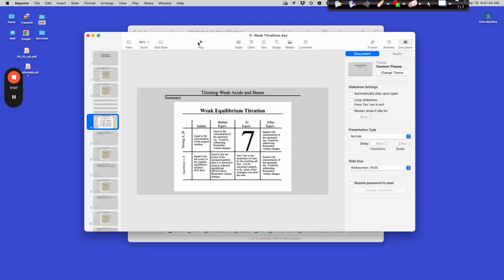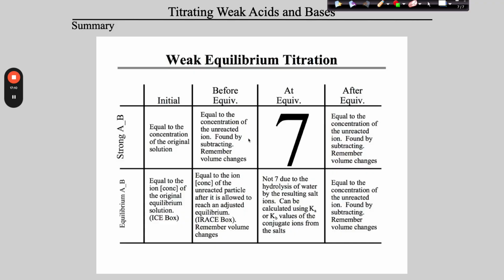Yep, right here. Okay, so guys, throwing this up on the screen, this is where we are. Notice that we've got our 4 regions: initial, before, at, and after equivalence. And then over here, we've got strong acid base. This is the way I represented it. This is equal to the concentration of the original solution. And then, guys, pH is equal to the negative log, right?